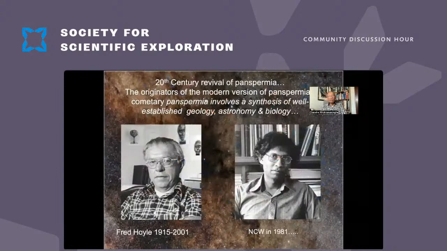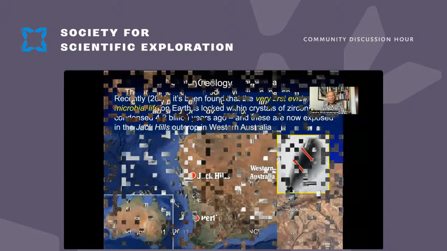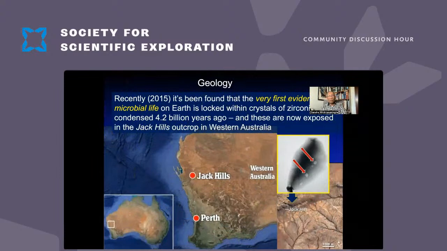The two guys who put the modern version of Panspermia, the modern version of the Anaxagorean Panspermia, into the mix, we called it cometary panspermia, and I'll tell you why in a minute. This involves the synthesis, the coming together of well-established sciences: geology, astronomy, and biology. That was Fred Hoyle from 1915 to 2001, and me, starting this venture, on the right-hand side, from 1981. Let's start with geology. What is the evidence we have?